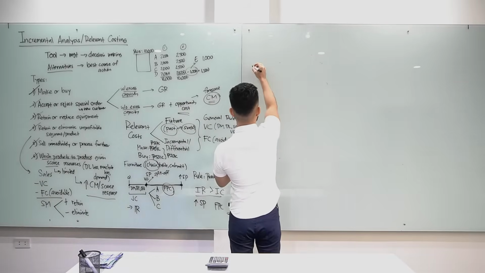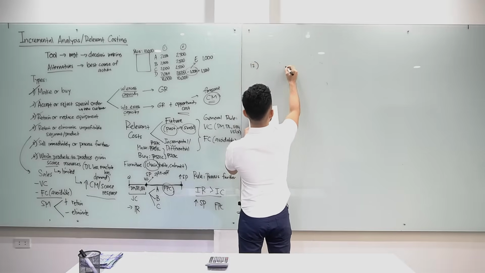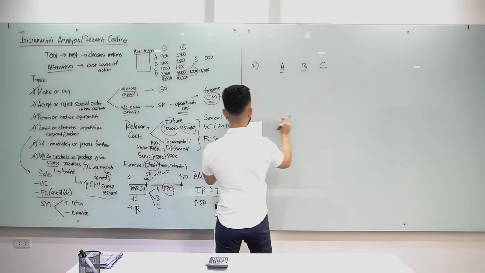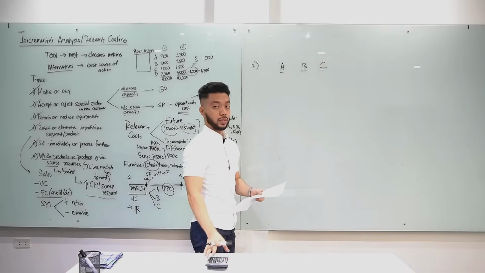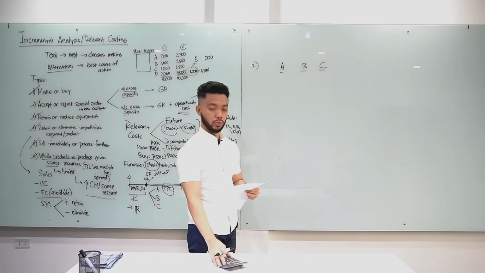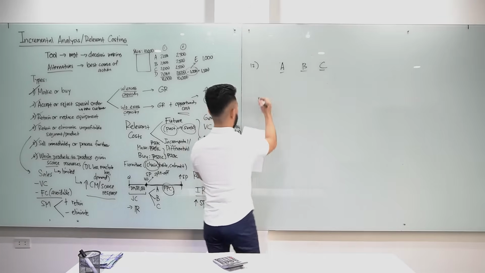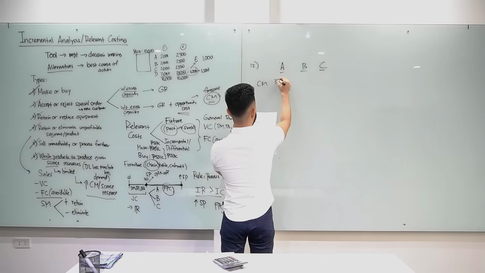Ganito gagawin ko for problem 12. Okay, doon tayo kay A, B, and C. Tingnan natin. How do you compute for the contribution margin? Selling price minus variable cost. So, kumpitin natin si A. Selling price niya is 192. Variable cost niya is 158.72. So, minus 158.72. CM ni A, or contribution margin, is 33.28.